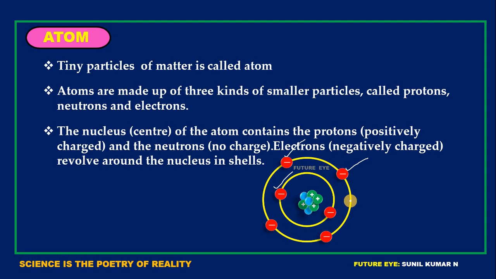Shells, you already studied in 9th standard in chemistry. The imaginary lines around the nucleus are called shells. It means these electrons will be present in shells, and these electrons will be revolving around the nucleus. So these are the things you wanted to understand from atom.